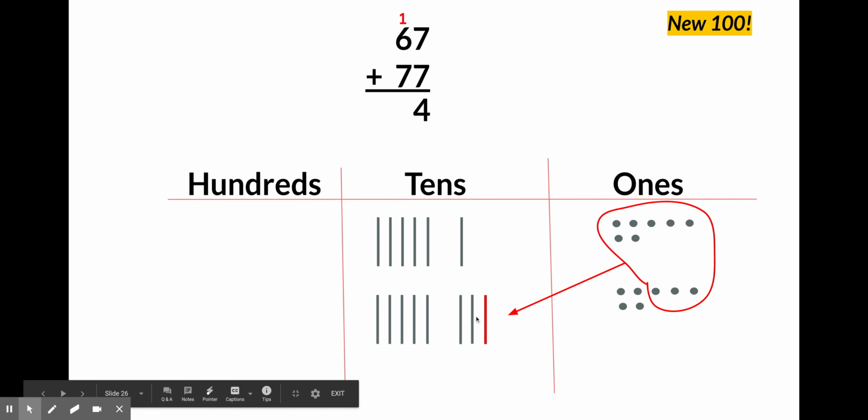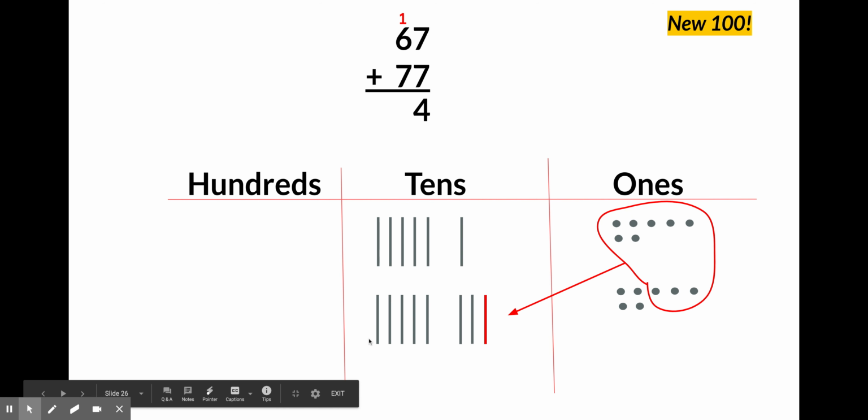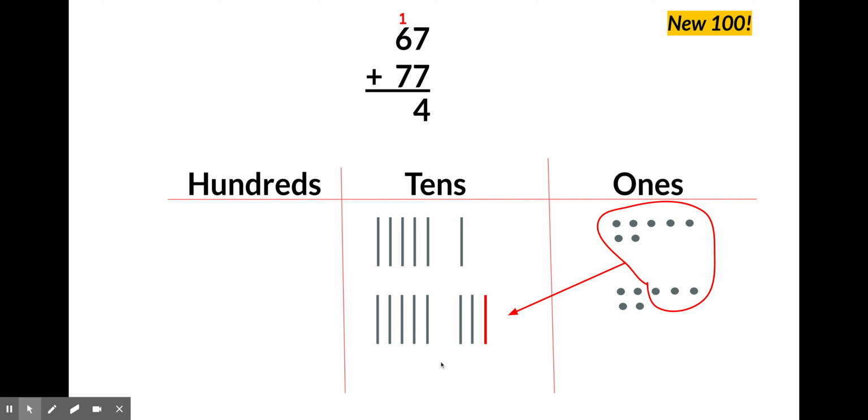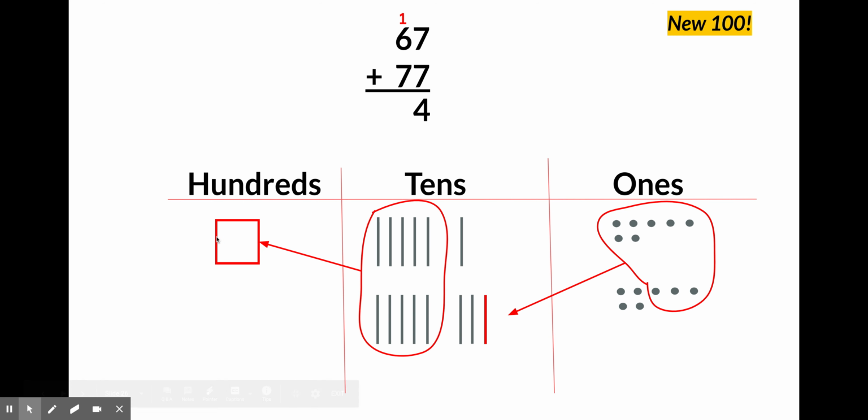Now, what do you notice? I bet you did on your paper too. This is too much. I have 6 plus 7 is 13, plus 1 more is 14. I have 14 down here. I can count them: 6, 7, 8, 9, 10, 11, 12, 13, 14. Wow, that doesn't work. 14 tens is the same thing as 10 tens plus 4 tens. So I know 10 tens makes a new 100. That leaves me with 4 tens.